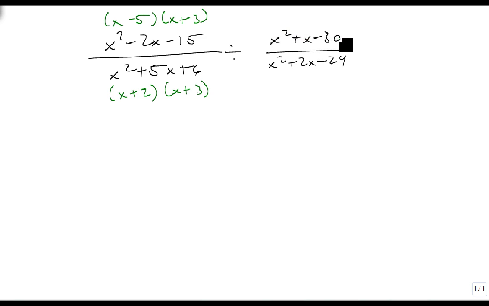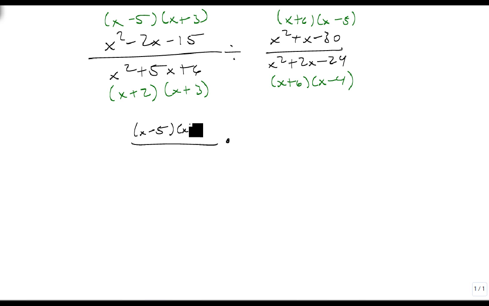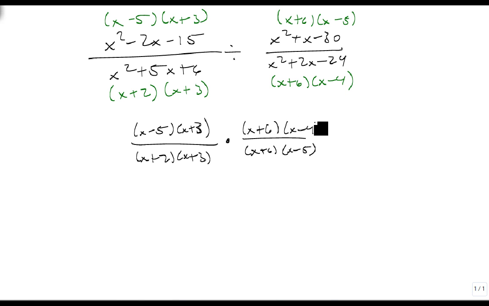x squared plus x minus 30 is x plus 6 times x minus 5. And the factors of x squared plus 2x minus 24 are x plus 6 and x minus 4. So now, remembering that we need to change this to a times, the piece on the left stays the same. The factors of the first one go on top, and the factors of the second one go on the bottom. And over here, we turn it around. So this x plus 6, x minus 5 actually goes to the bottom, and the x plus 6, x minus 4 goes to the top.